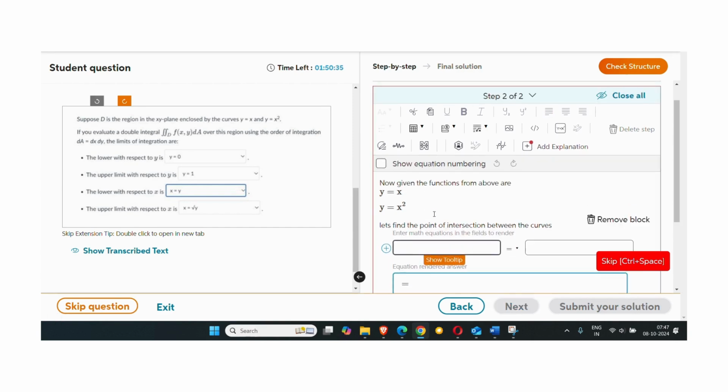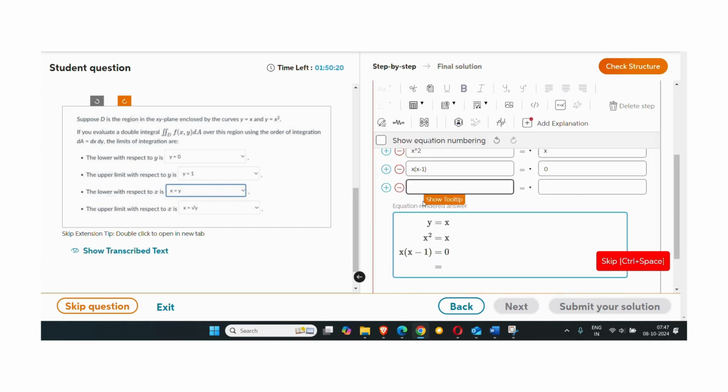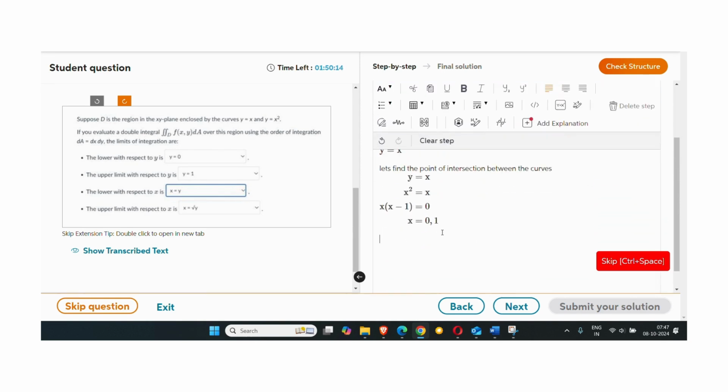We have y equal to x, as we all know, and y equal to x square here. So x square equal to x. Take out the common part, which gives us 0 comma 1. The functions intersect at 0 and 1.